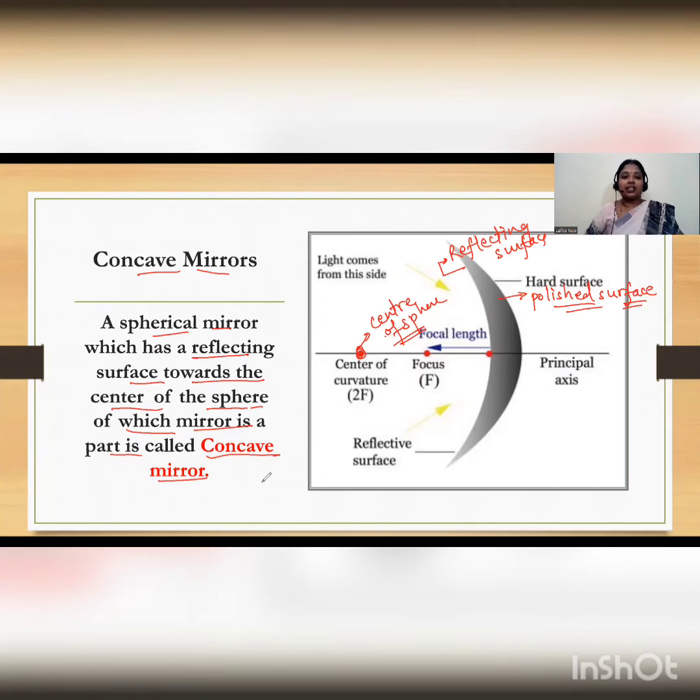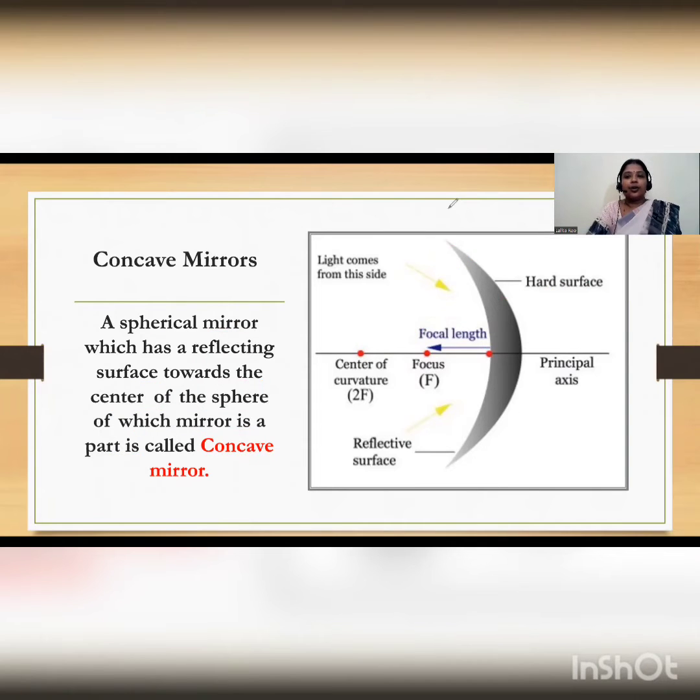So a concave mirror is nothing but a type of spherical mirror in which the reflecting surface is towards the center. Suppose this is an imaginary sphere; somewhere here we have the center. So it is towards the center. A spherical mirror which has a reflecting surface towards the center of the sphere of which the mirror is a part is known as a concave mirror.